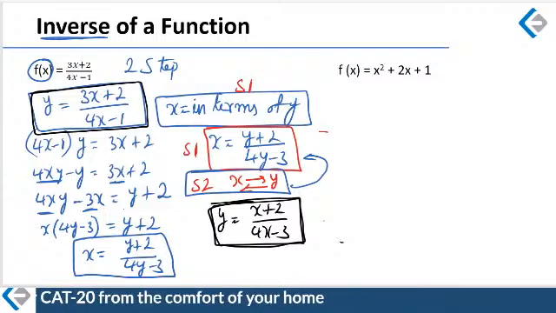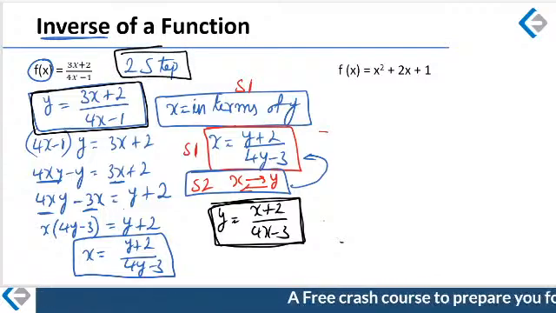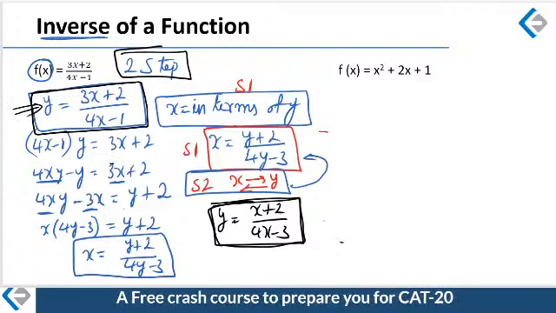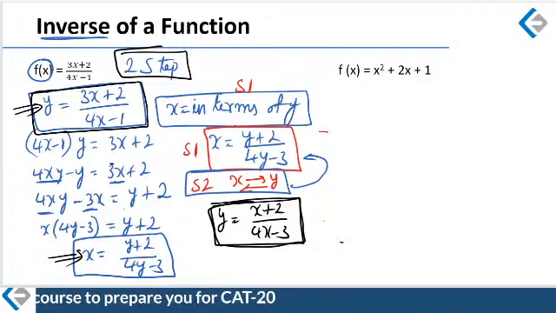So if they ask for the inverse of the given function, remember it's a two-step approach. They would have given the function as y is equal to something. You better write it as x is equal to something. Once you write x is equal to something, replace x with y. Okay, let's do another example, friends.